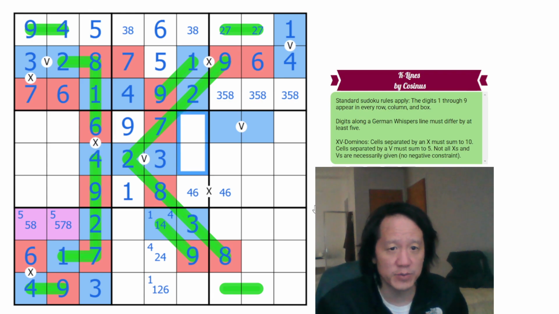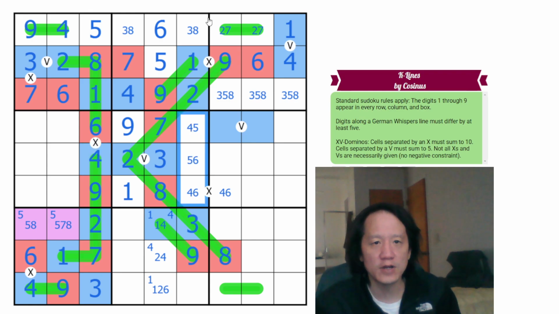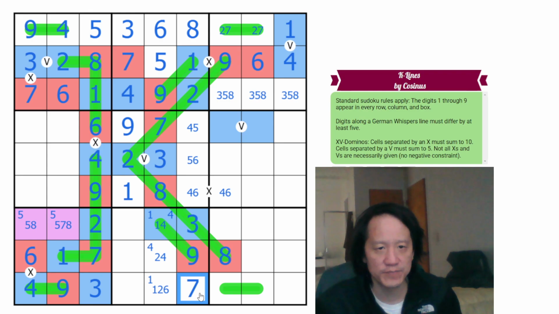The rest have to be 4, 5, and 6. So this is 4, 5, or 6, but this can't be 6 because of that 6. This can't be 4 because of that 4. Therefore, and this can't be 3 anymore, so therefore this must be an 8, which forces that to be the 3. What's left in column 6? It has to be a 7, so this is 7. So this can't be 6 anymore.